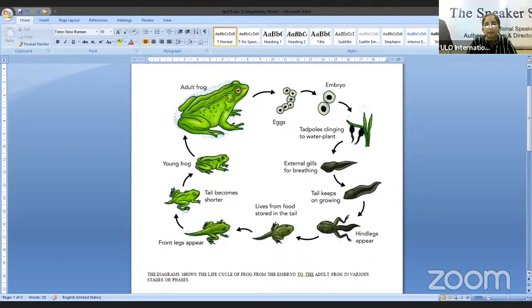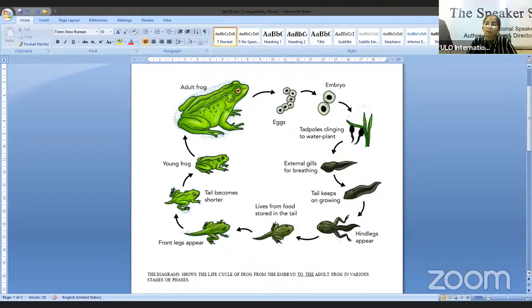So you can write it in the present tense also. External gills start forming, and the formation of external gills takes place. And after this stage, the tail keeps on growing, and we can also write the tail becomes enlarged. That word you can write for growing. The tail becomes enlarged, and after a few days, at the next stage, hind legs appear. That means the back legs start appearing. Here you can write start appearing.